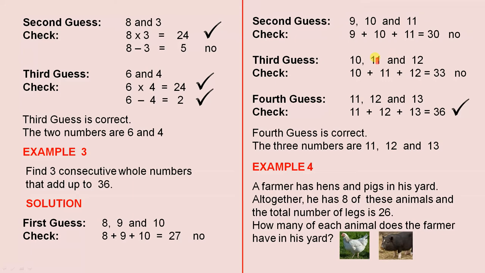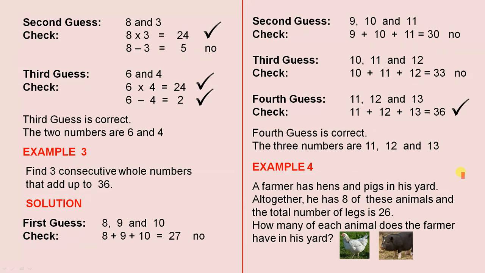The third guess, 10, 11 and 12. If we check, 10 plus 11 plus 12 is 33. That's not what the problem's asking. Fourth guess, 11, 12 and 13. When we add those together we get 36, and that is exactly what the problem's asking. So the fourth guess is correct, and the three numbers are 11, 12 and 13.